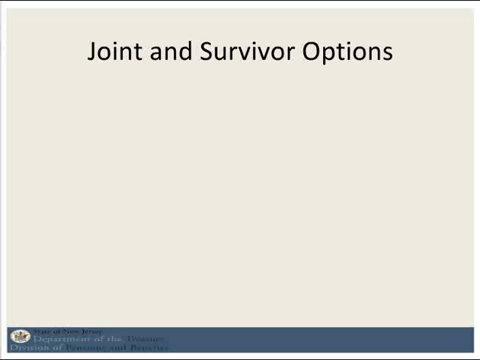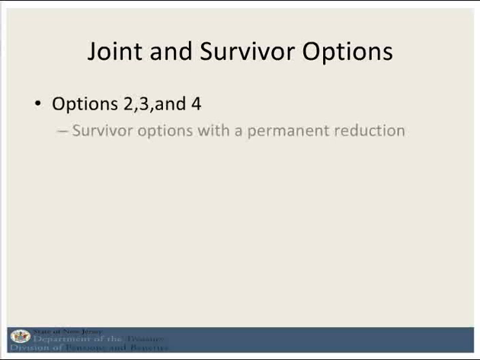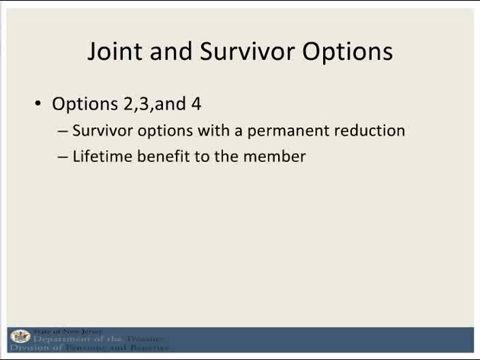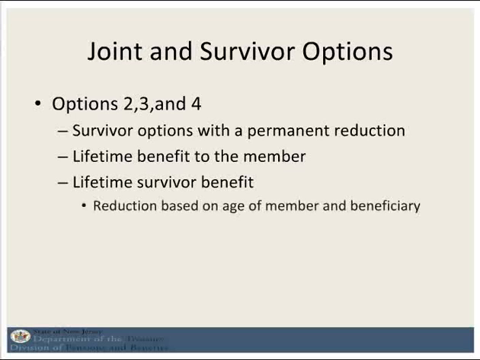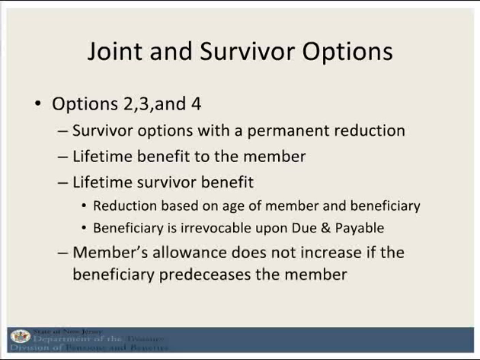The second set of joint and survivor options are options 2, 3, and 4. These provide a lifetime benefit to the member and a lifetime survivor benefit. However, there is no pop-up provision. So if the beneficiary passes away before the member, they will not be allowed to name a new beneficiary, nor will the reduction go away.